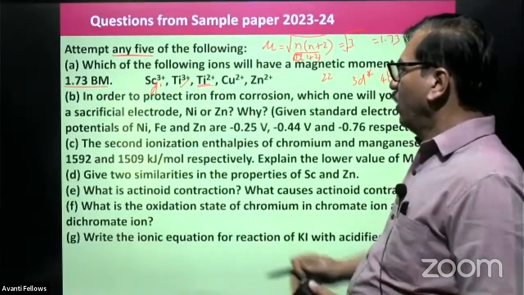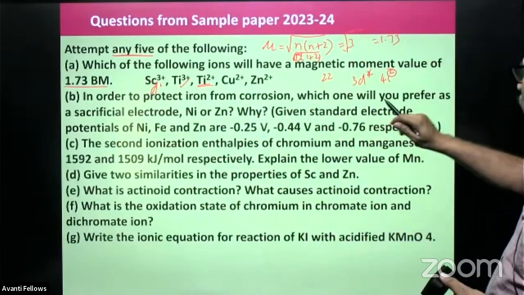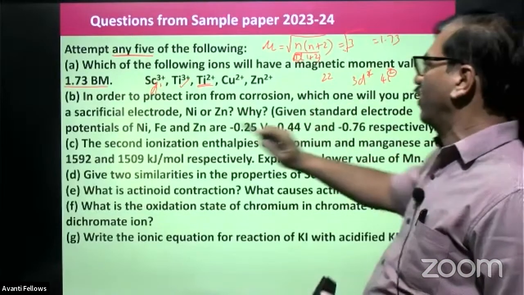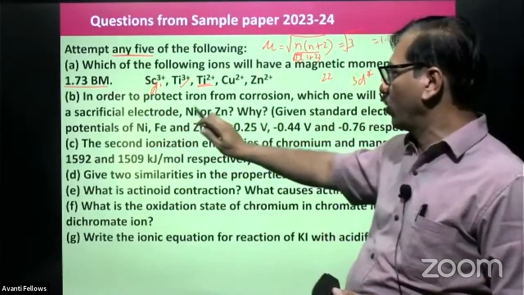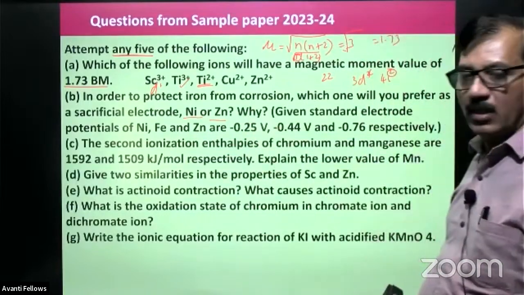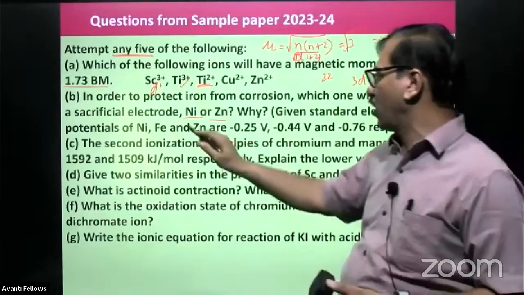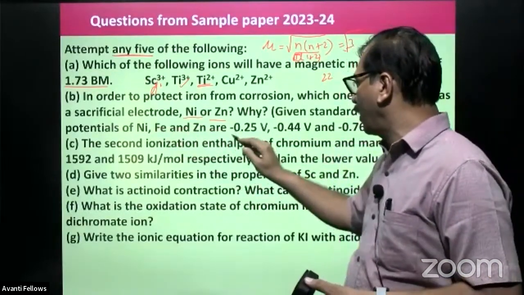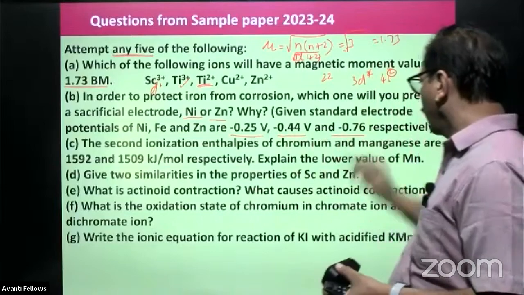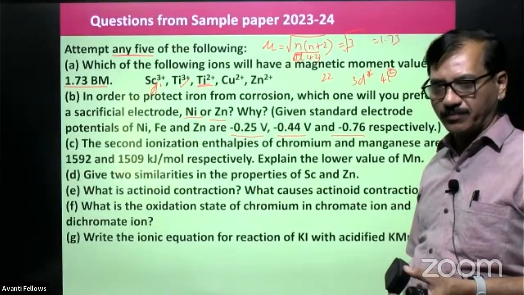Second one: in order to protect iron from corrosion, which one will you prefer as a sacrificial electrode, nickel or zinc? And why? They have given another piece of information: the standard electrode potentials of nickel, iron, and zinc. They have given the reduction potential values.